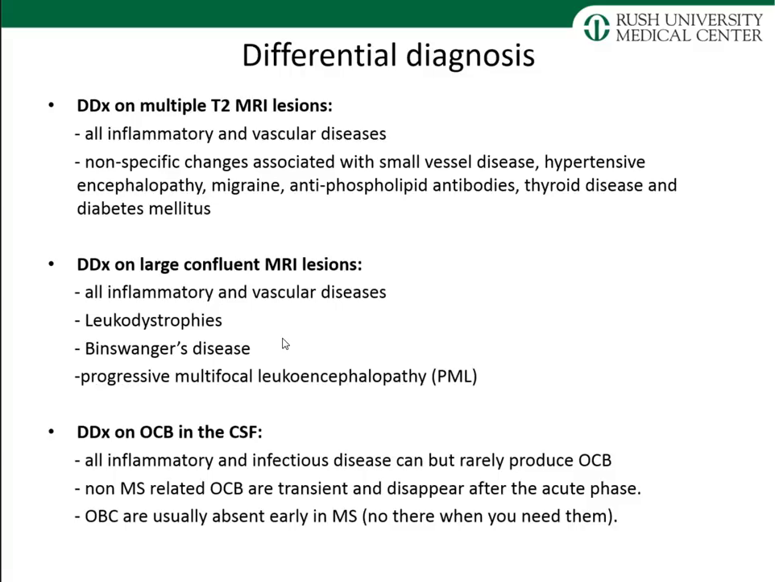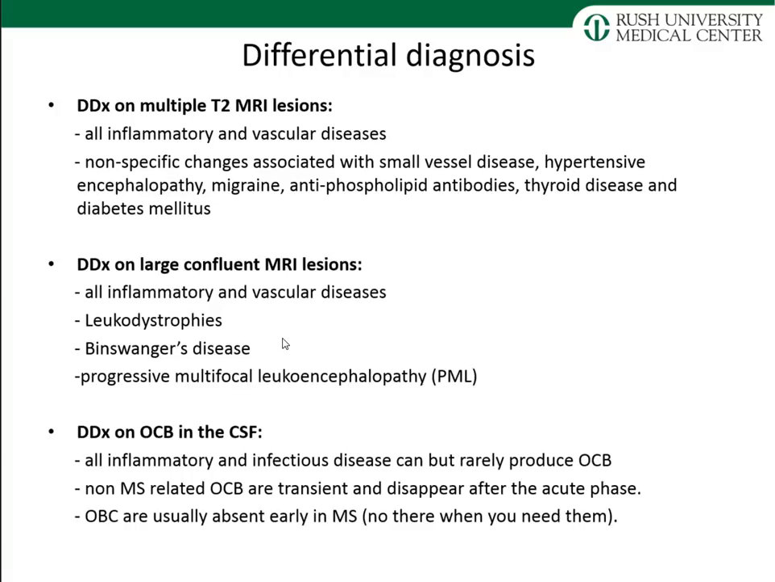We want to remember when we see patients who have T2 MRI lesions that not all of those patients will have multiple sclerosis. We can see patients with multiple T2 MRI lesions who have other diseases, such as small vessel vascular disease, hypertension-related encephalopathy, patients with migraine headaches who are otherwise normal can have T2 MRI lesions, thyroid disease, diabetes, and antiphospholipid antibodies. In patients who have large confluent MRI lesions, we want to be thinking about other diseases as well, such as leukodystrophies or progressive multifocal leukoencephalopathy. I'm going to discuss these two in a later talk.